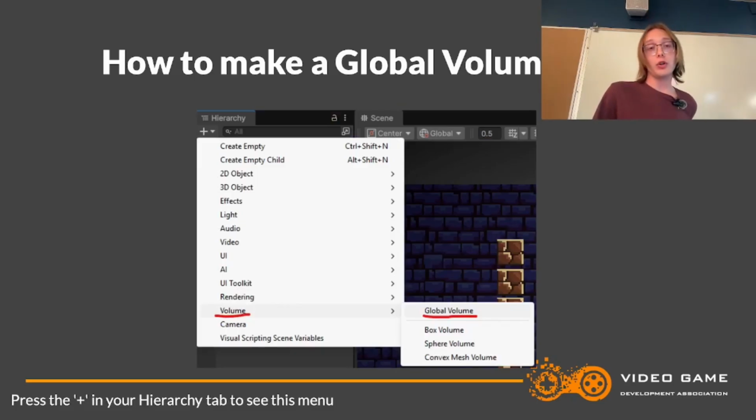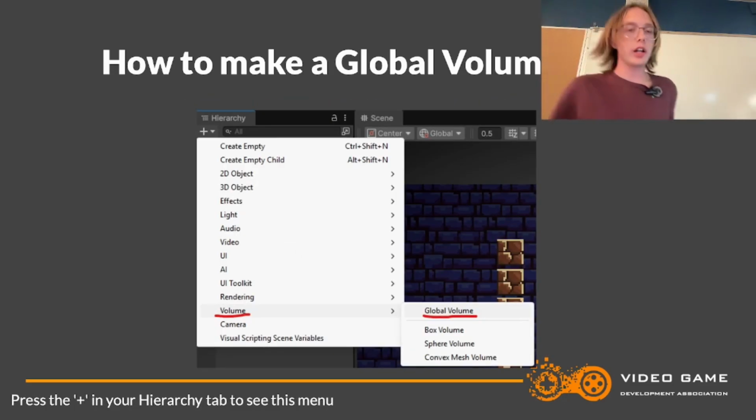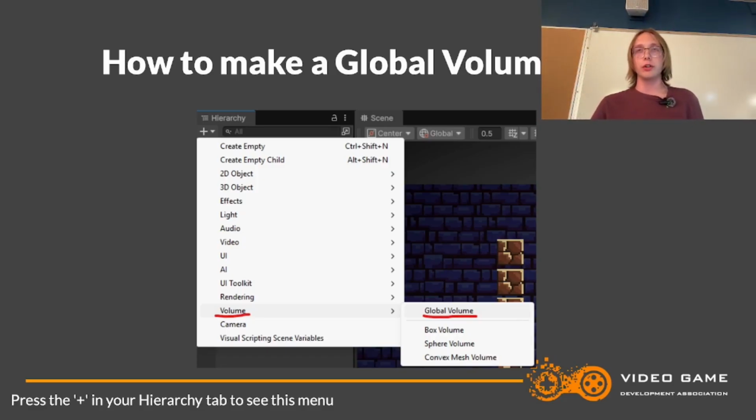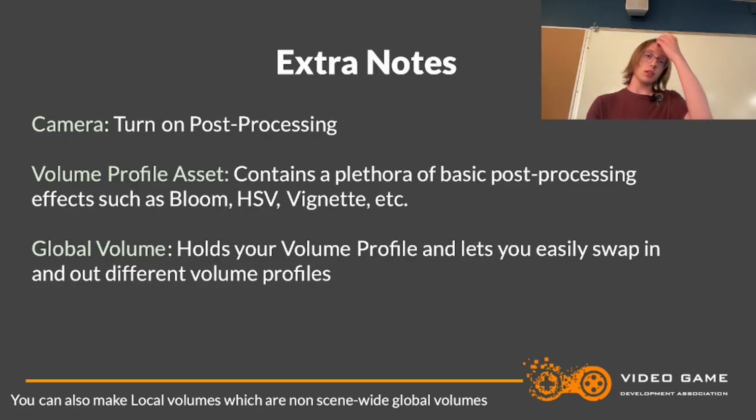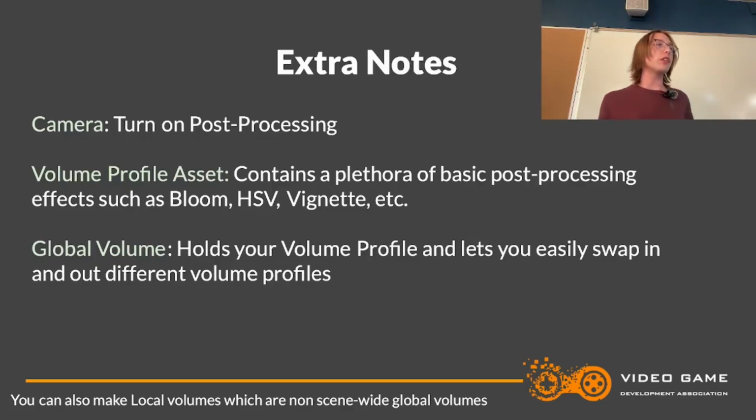And part 2 for that, you go into your hierarchy, and we're going to create our global volume. So this is different from our volume profile. Global volume this time. So in our hierarchy, Volume, Global Volume. And some extra notes about this camera, as I said before, turn on post-processing. The volume profile asset is what's going to contain all of our post-processing effects, such as bloom, HSV, vignette, depth of field, etc. And our global volume is what's going to hold our volume profile. It's going to let us easily swap in and out different volume profiles.